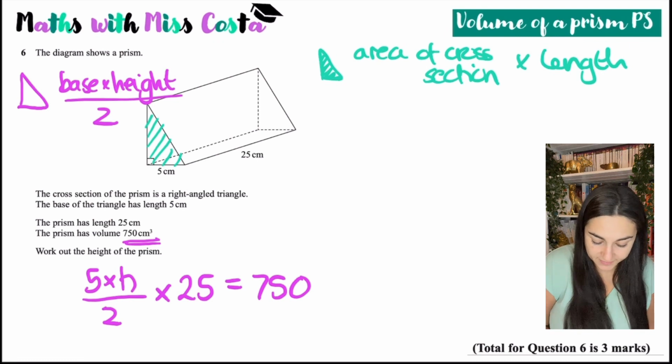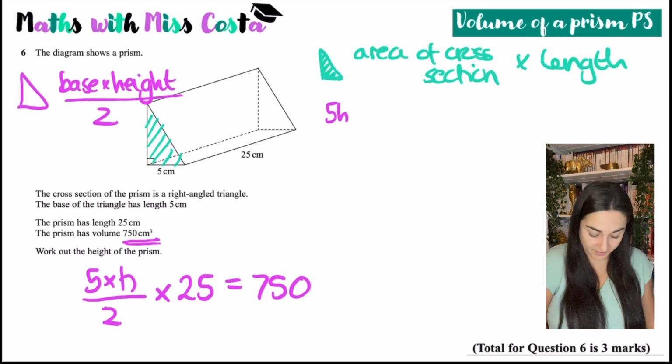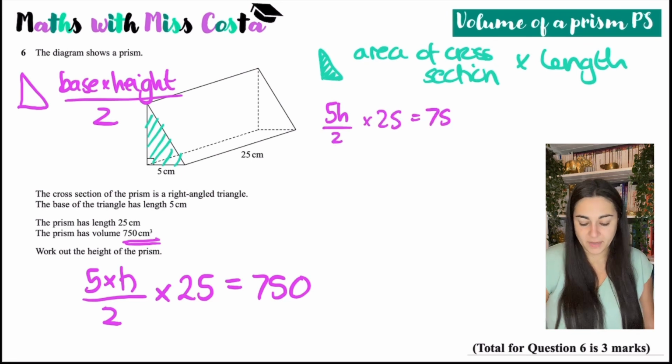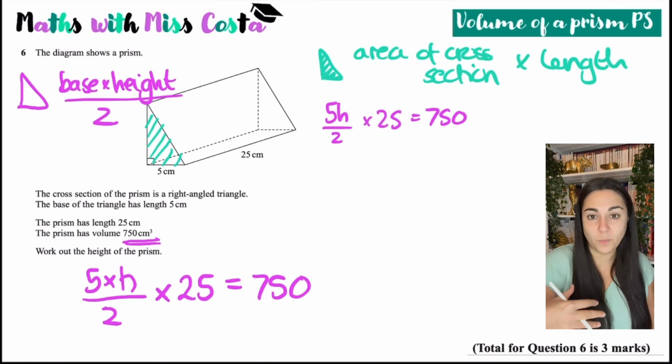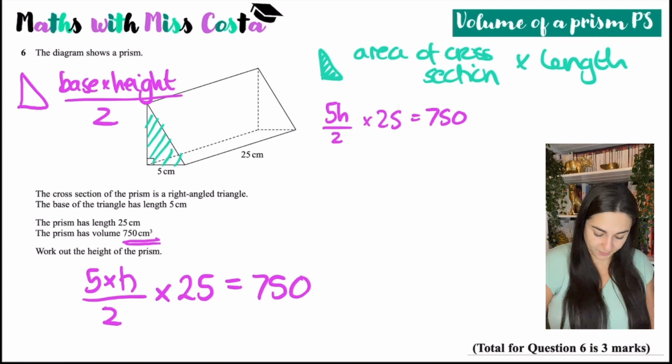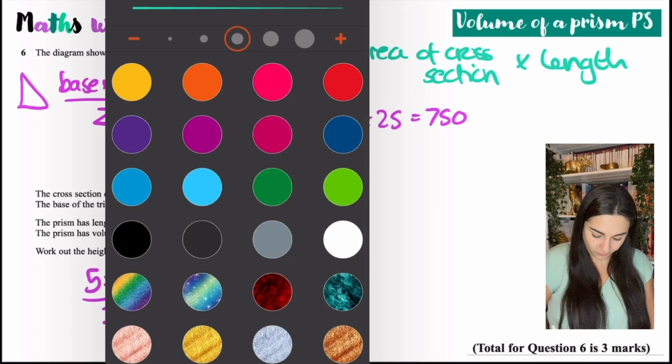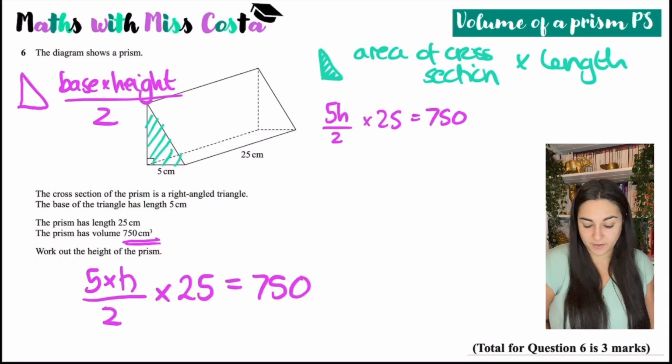I can simplify this because it's always good to just simplify when you're working with algebra. So 5h over 2 times by 25 equals 750. Now what I want to do once I've set up this equation is just solve it. To solve any equation, we just divide or multiply or do the inverse operation from one side to get from one side to the other. So in this case, we have got 5h divided by 2 is being multiplied by 25. So we will divide both sides by 25.